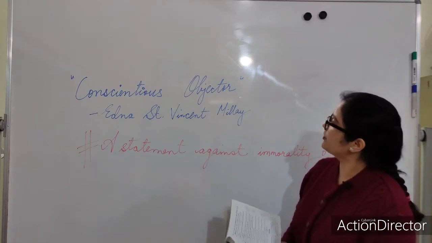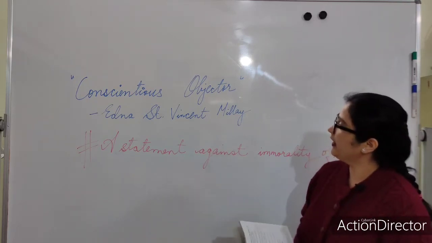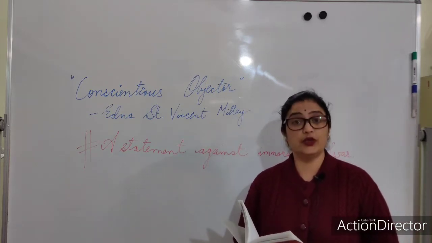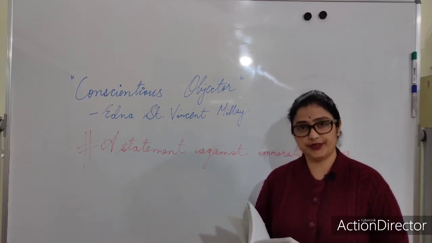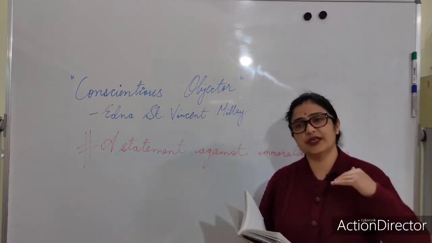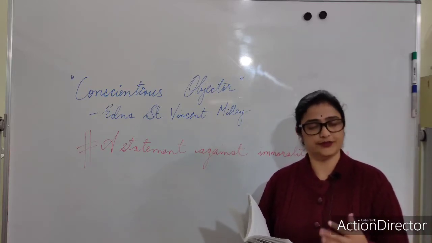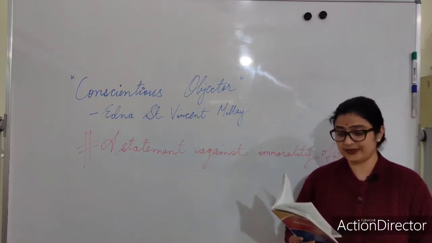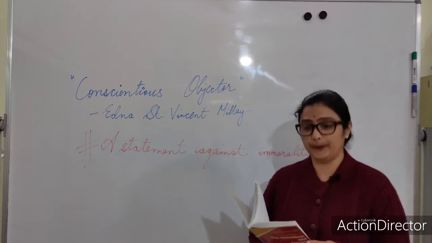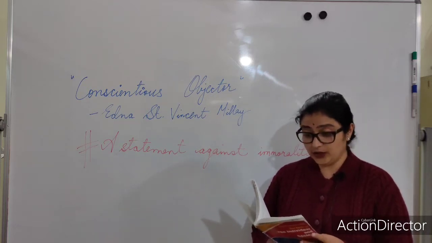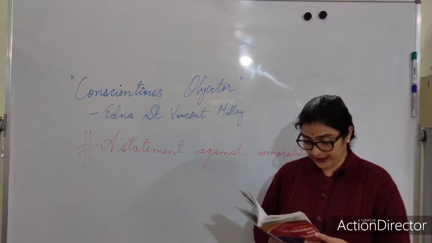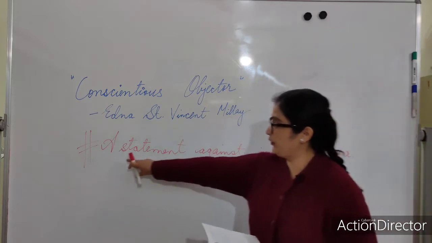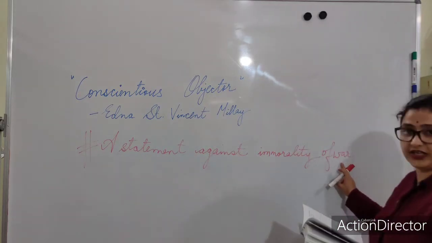This poem, Conscientious Objector, is written by Edna St. Vincent Millay. She is a very successful American poet. यहाँ पे poetess लिखा है. In today's time, हम gender biases नहीं करते हैं. So we use poet for female poets also, female writers also, right? So she's been an American poet and a playwright, and she has received the Pulitzer for her poetry. And as far as this poem is concerned, obviously this poem is a statement against the immorality of war.